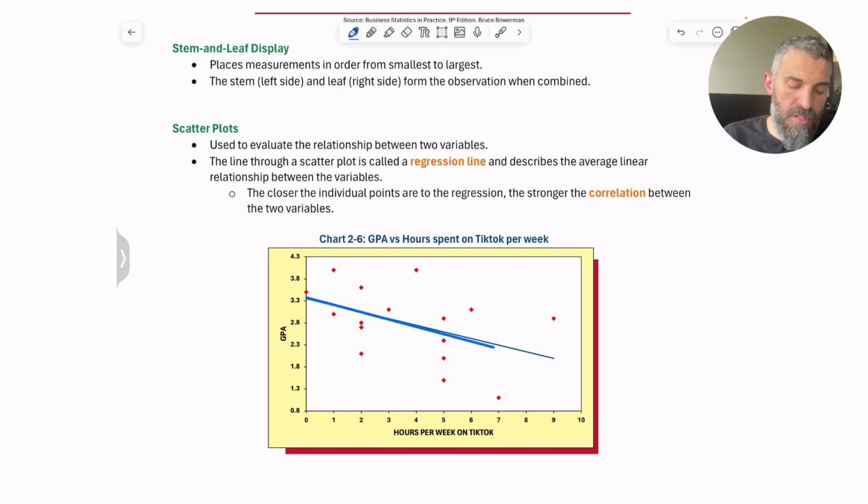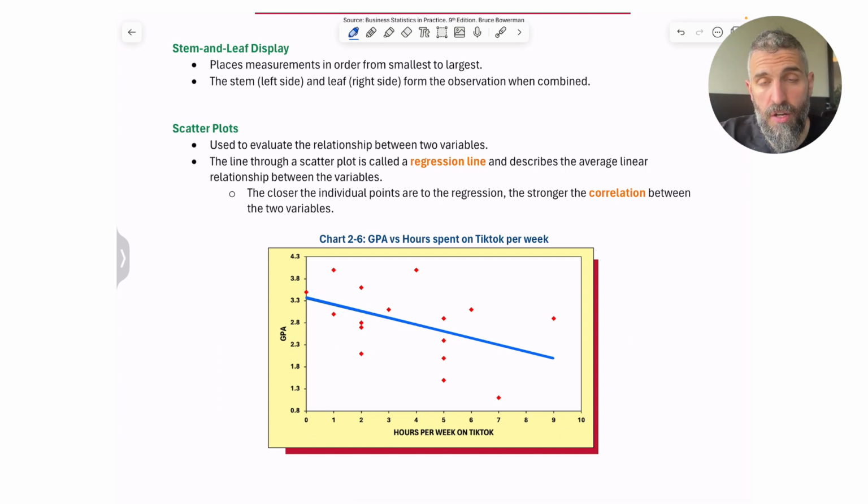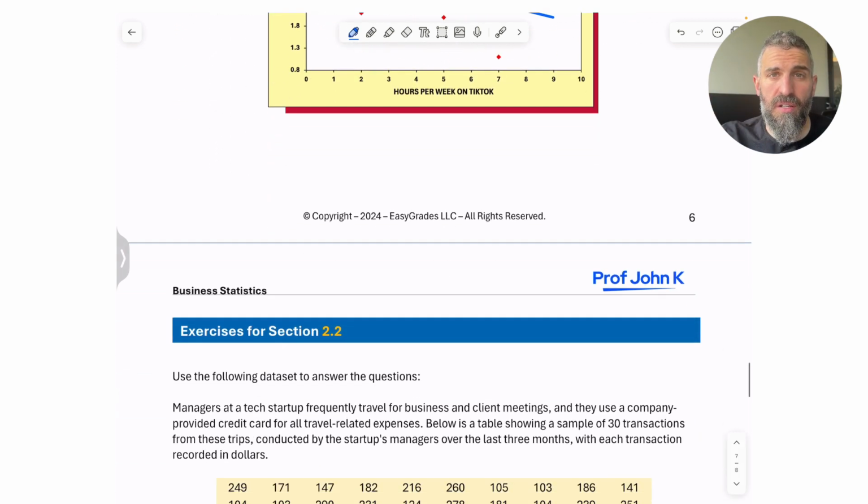And the line going through it is called the regression line, and it shows you the average relationship. And you see it's negative here, meaning as X increases, as the hours you spend on TikTok go up, your GPA has a tendency of going down, right? So there's a negative correlation there between the two. So that's what a scatter plot is. We're going to do a lot of scatter plot stuff towards the end when we're doing linear regressions.